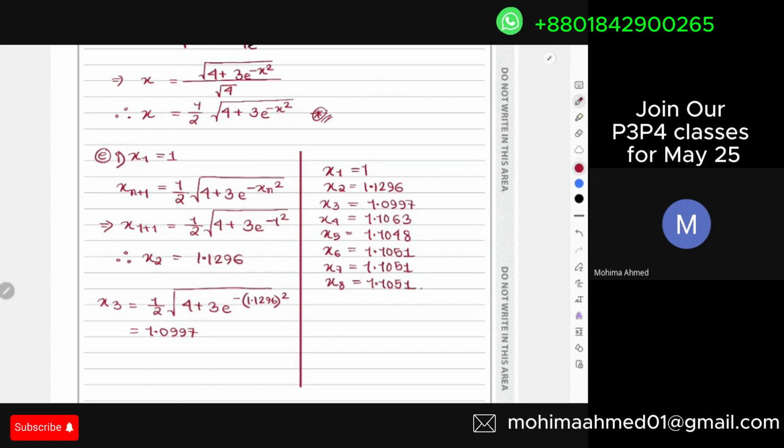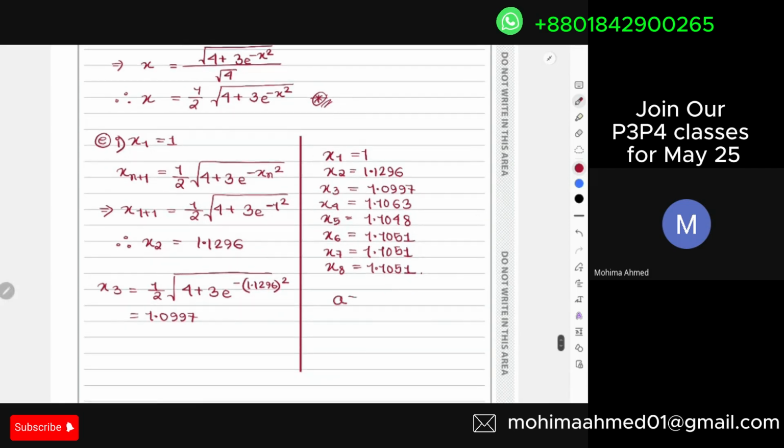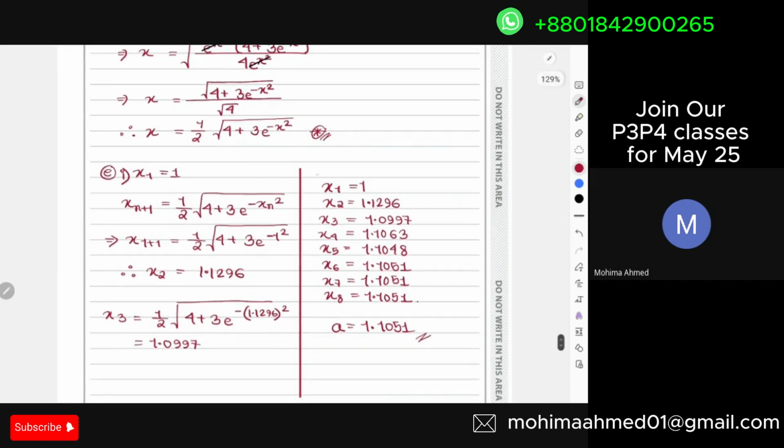Why do they have the same value? That is the unknown value that I was trying to find out. So in that case, the value for your A will be 1.1051 according to 4 decimal places. So this is the working for your part 2. And this is the iteration maths, actually, or numerical method maths.